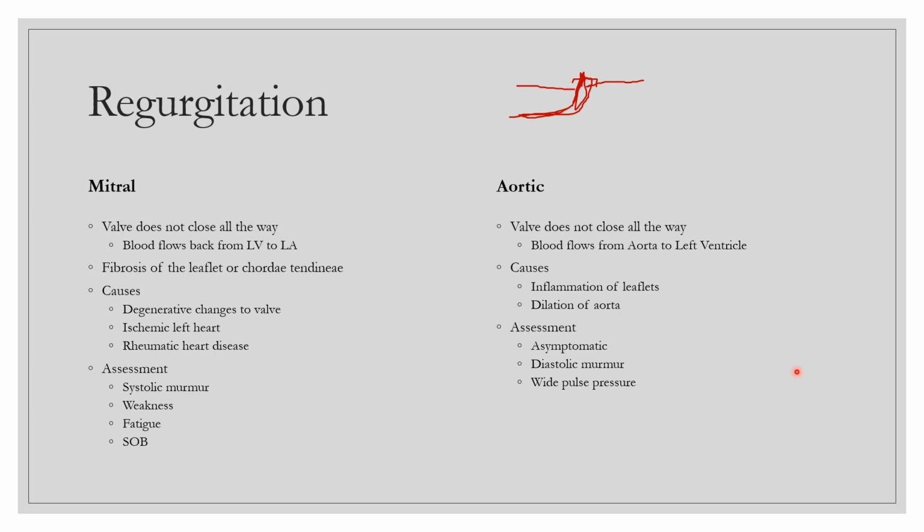Again, causes dilation of the aorta related to hypertension, Marfan syndrome, inflammation of our leaflets from rheumatic heart disease, or from endocarditis. They might be asymptomatic. We could also hear a murmur, and then this wide pulse pressure. And this wide pulse pressure is because we're having a lower diastolic pressure because this isn't closing all of the way.